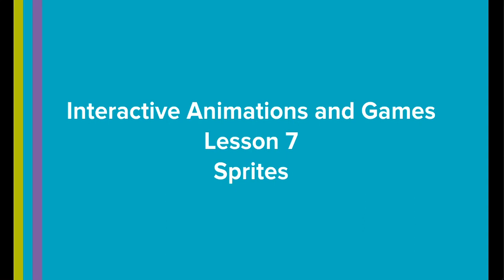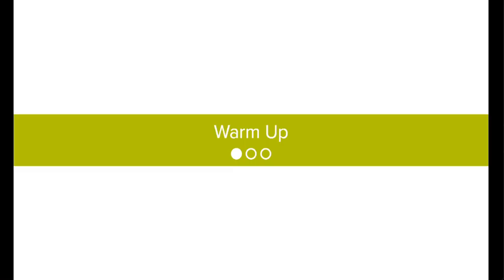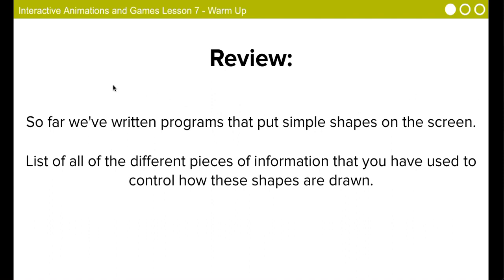There is no activity guide for this, so everything that we do is going to be in code.org. For your warm-up, let's review. So far, we've written programs that put simple shapes on the screen, like squares and circles and triangles. List all of the different pieces of information that you have used to control how these shapes are drawn. I'm going to give you about a minute, and then we will look at our journal prompt.